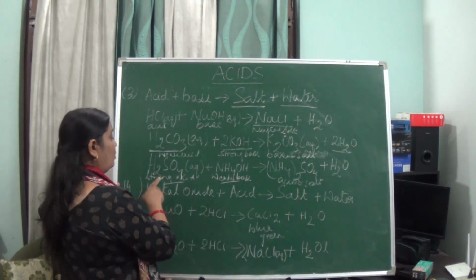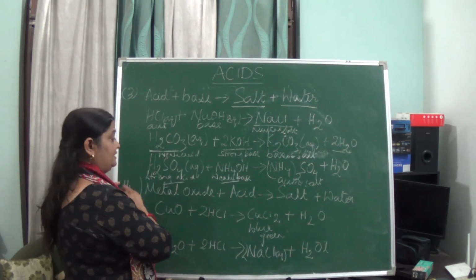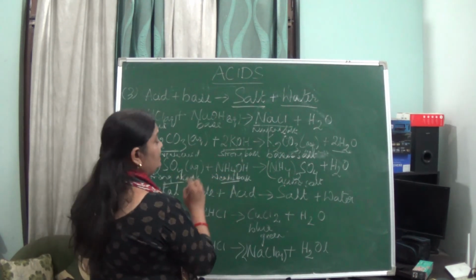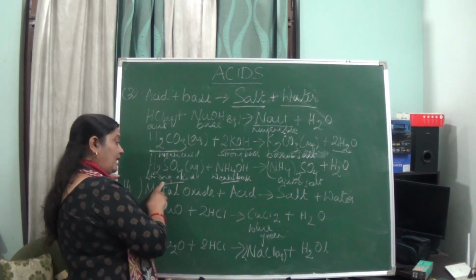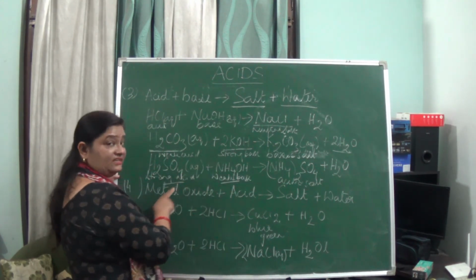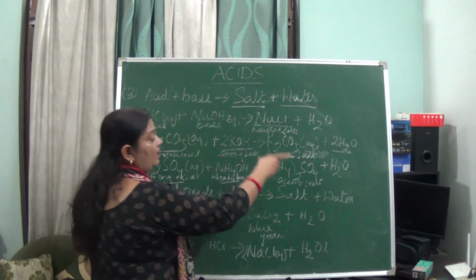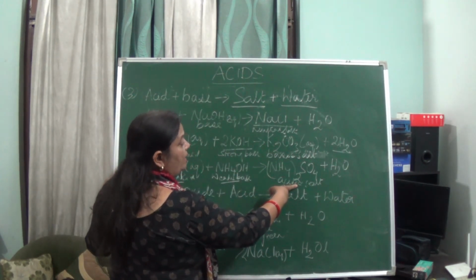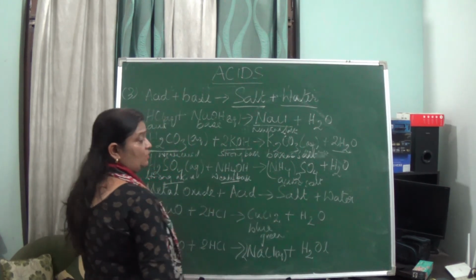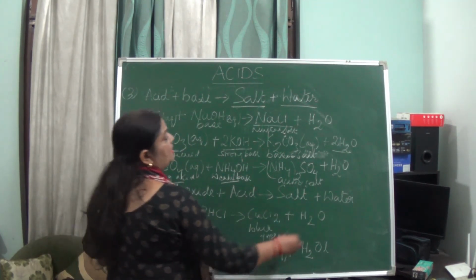Next we have taken H2SO4. This is a strong acid, and NH4OH is a weak base. Naturally, they both will react, neutralization will take place to a certain extent, but as we have taken a strong acid, we will get an acidic salt, that is (NH4)2SO4, an acidic salt, plus water.